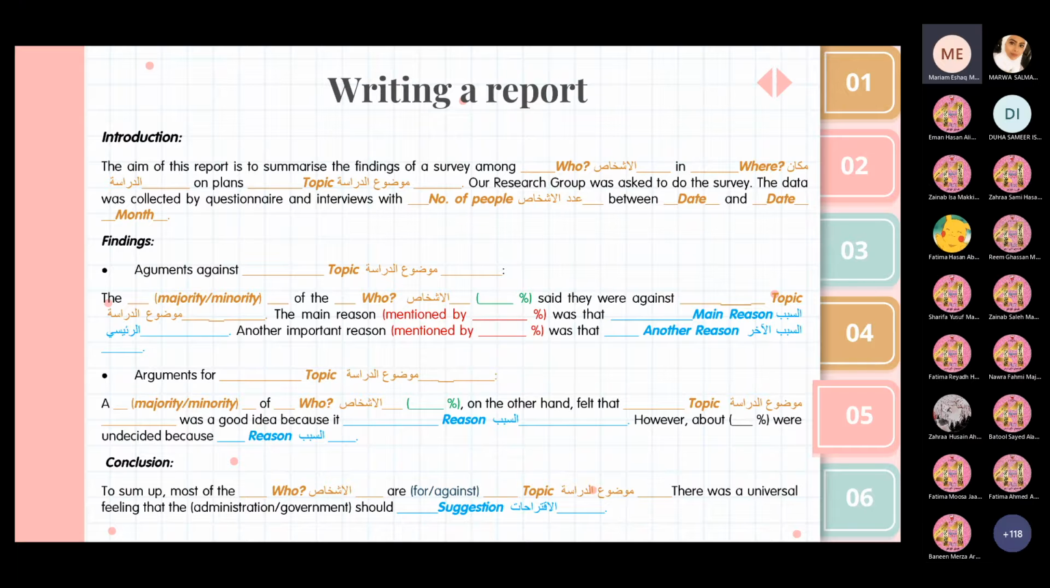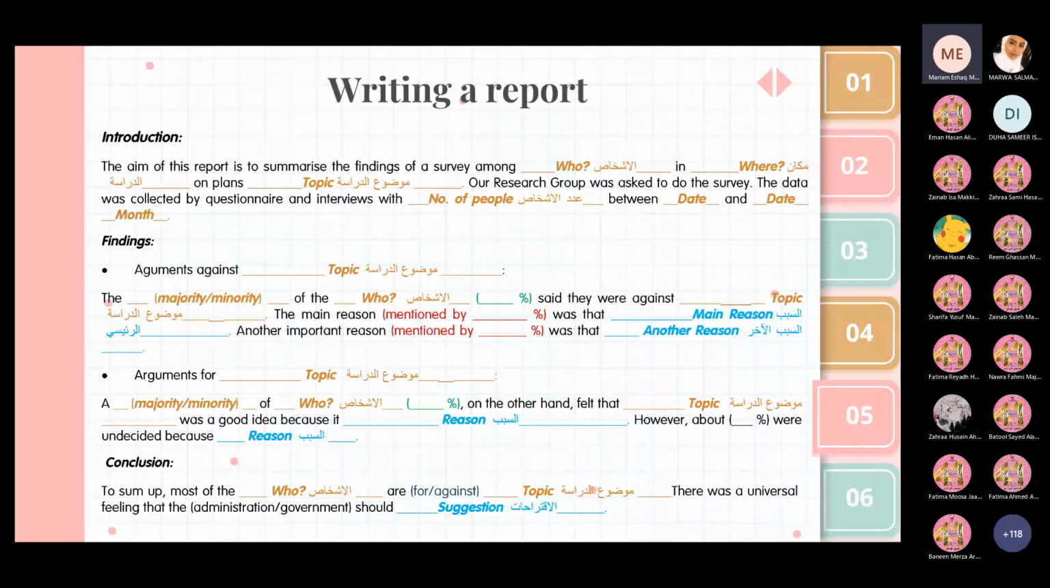To sum up, and then you're going to write the people again. Who are they? Students, teachers. Most of local people are against building shelter for stray dogs. There was a universal feeling that the government or administration, what did the question say? Did it say administration or did it say government?